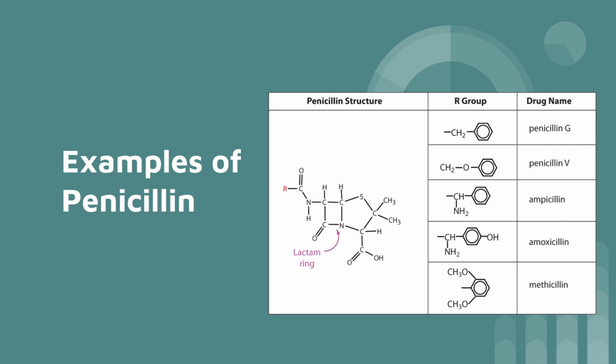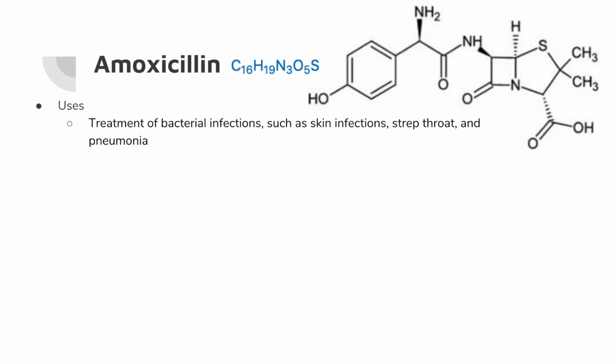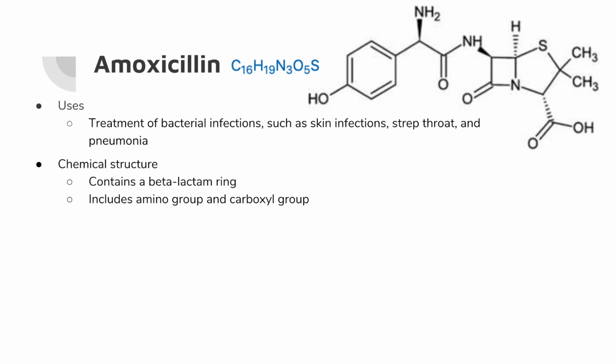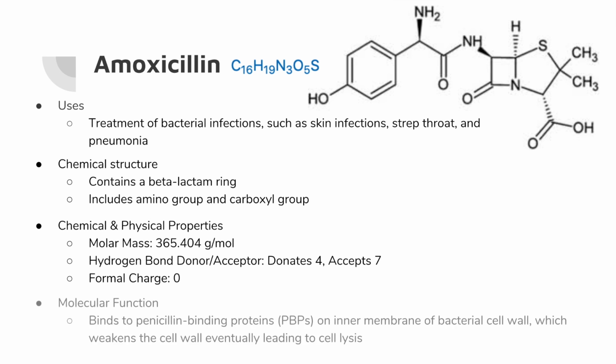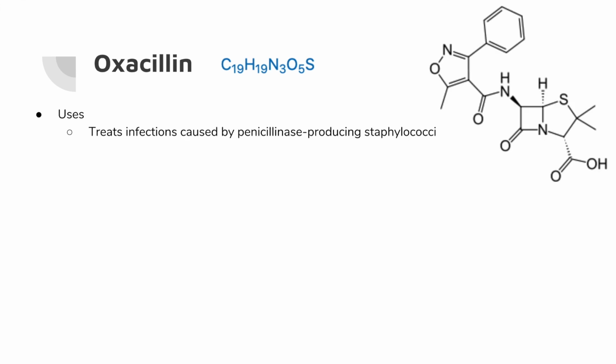So there are many examples of penicillin, one of which is amoxicillin. It is used to treat bacterial infections such as skin infections, strep throat, and pneumonia. Its chemical structure consists of a beta-lactam ring and includes an amino group and a carboxyl group. It has a molar mass of 365.404 grams per mole. It can donate 4 hydrogen bonds and accept 7 hydrogen bonds, and it has a formal charge of 0. Its molecular function is to bind to penicillin-binding proteins, or PBPs, on the inner membrane of bacterial cell walls, which weakens the cell wall and eventually leads to cell lysis.